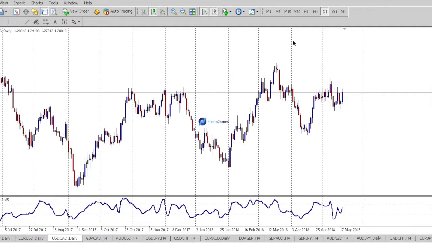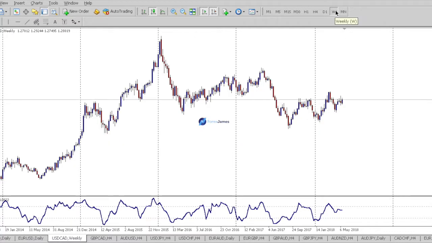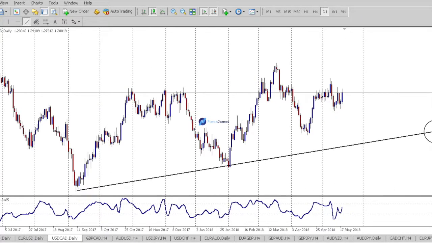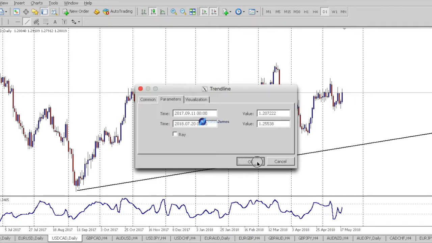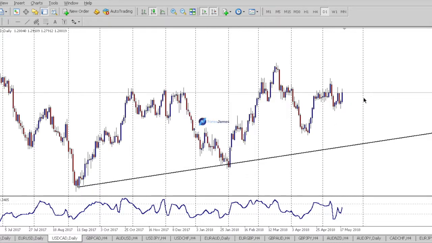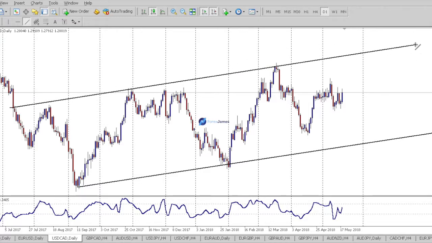Dollar CAD, somewhat on an uptrend here, uptrend channel. We're kind of in the middle of nowhere, I think. See this channel? So I may just stand aside for now.